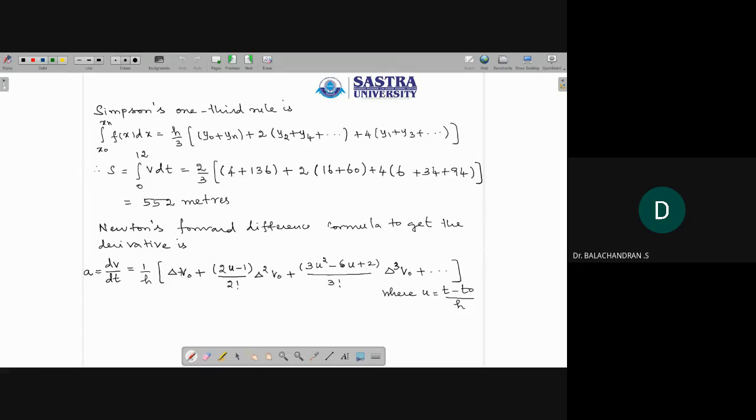Usually we say delta y naught plus (2u minus 1)/2 factorial delta square y naught and so on. Instead of y, we are using v, okay, and u equal to x minus x naught by h, but here it is t minus t naught by h. Okay, this is Newton's forward difference formula. Already we discussed this formula. Now the only thing we need is to find the value of u.